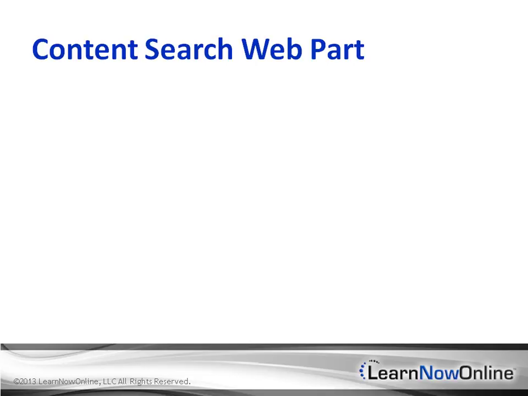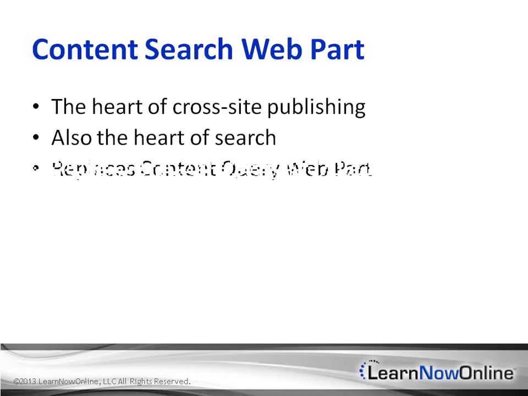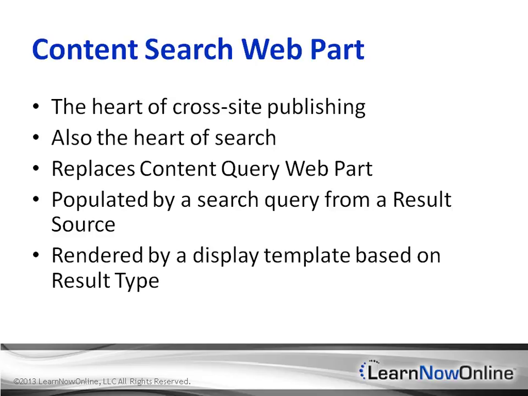The content search web part lies at the very heart of cross-site publishing. It's also the heart of search. In a nutshell, what this does is it replaces the content query web part, and its contents are populated by an actual search query from a defined result source. And then when the search query comes back, it's rendered by a display template based on the result type that comes back. You can make your own display templates.